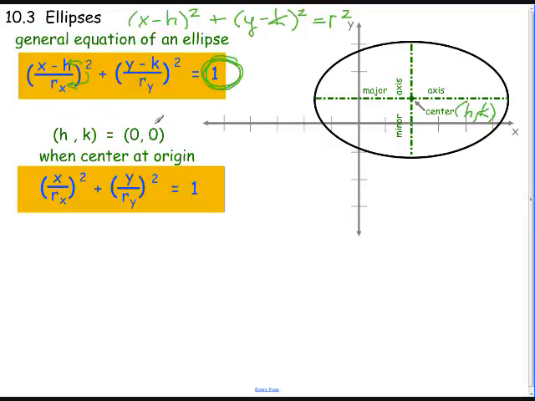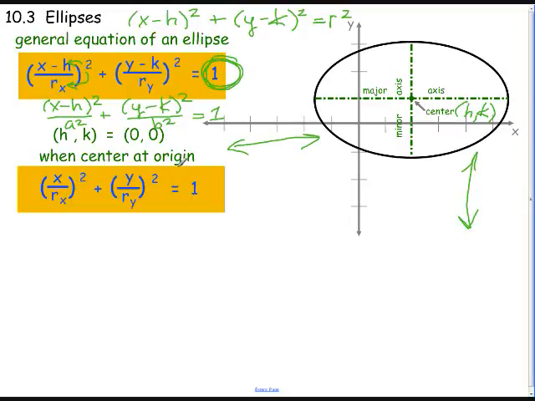Another way you'll often see this written is (x minus h) squared over, let's say, a squared, plus (y minus k) squared over b squared equals 1. This works when the major axis is going this way. We'll talk in a minute about what you do when it goes this way.